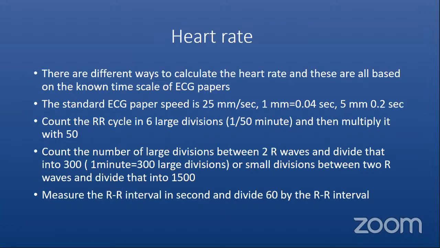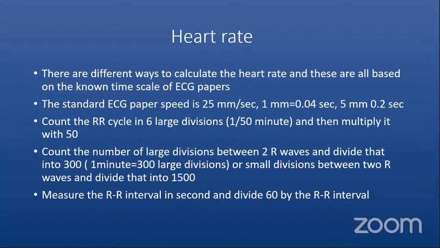So looking at the heart rate, you really need to understand the ECG paper. There are different ways to calculate the heart rate, and these are all based on the time scale of the ECG paper. As I said, the ECG paper runs at a speed of 25 millimeters per second. I've already explained this to you.